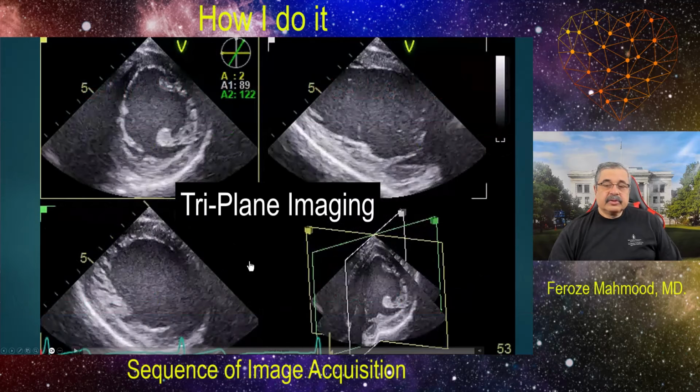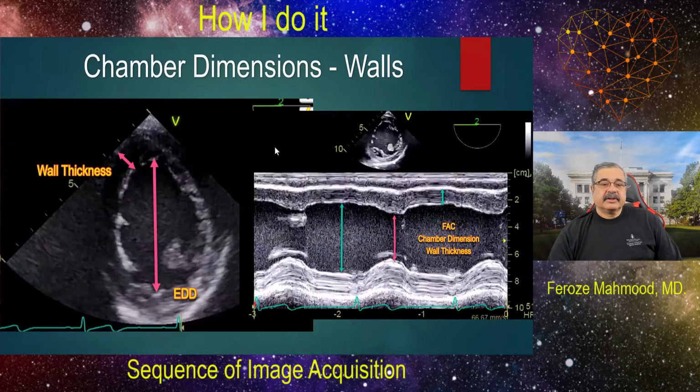We can also do triplane imaging over here, which means look at the left ventricle in 0 degrees, in 90 degrees, as well as 130 degrees. More importantly, we can look at it in 0 degrees and 90 degrees to look at both the anterior and inferior walls. And sometimes you can actually better visualize the apex of the left ventricle in this specific location.